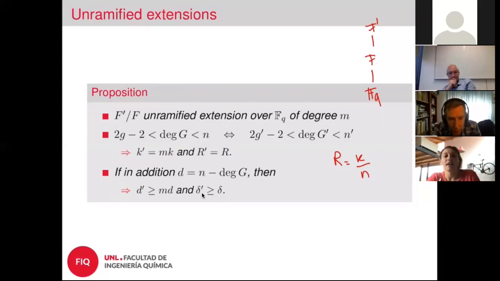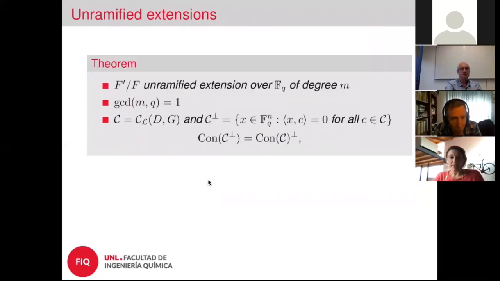But we could improve the minimum distance if we know that, for example, the minimum distance of the original code is exactly n minus the degree of g. Remember that we always have that d is bigger or equal than this quantity.